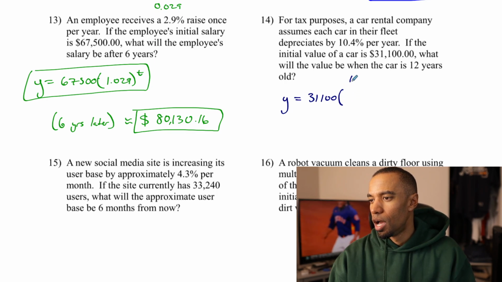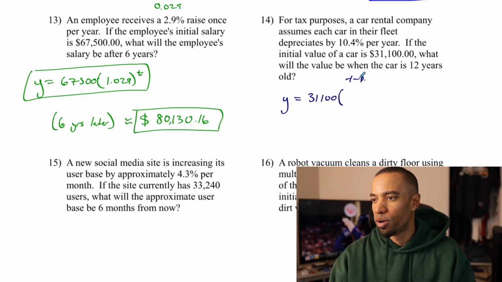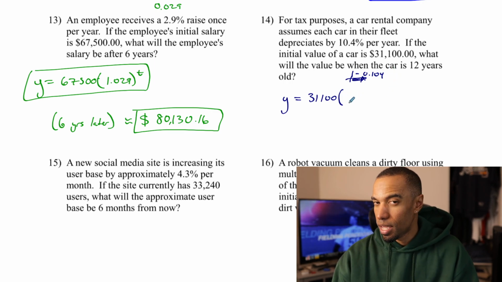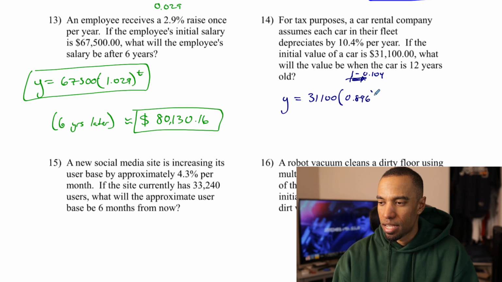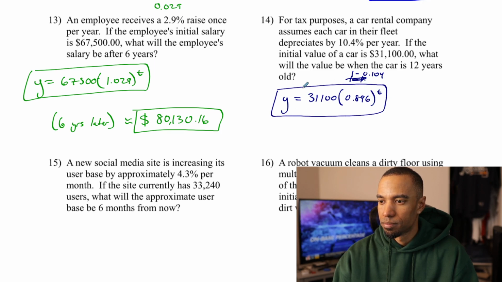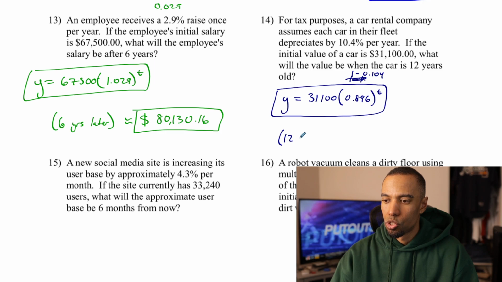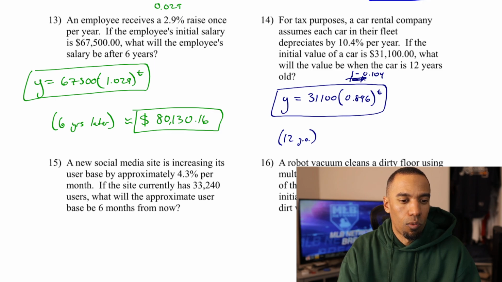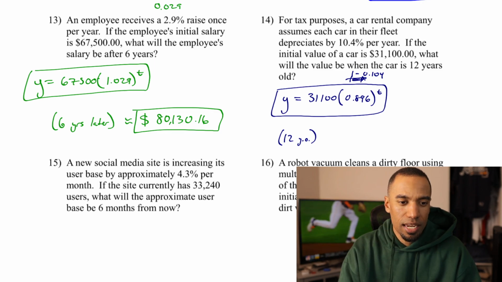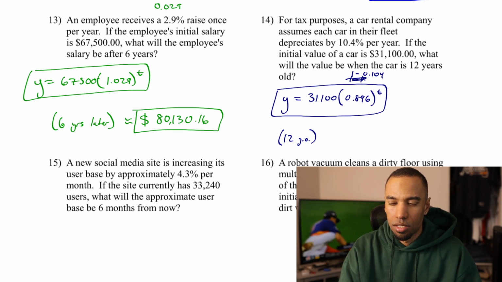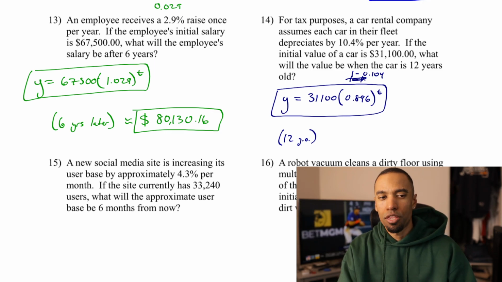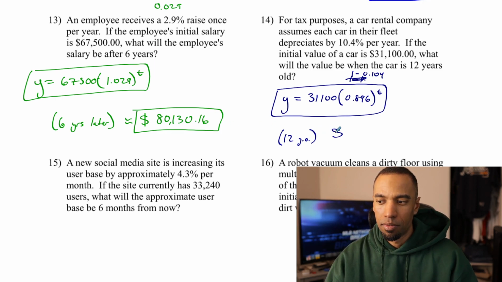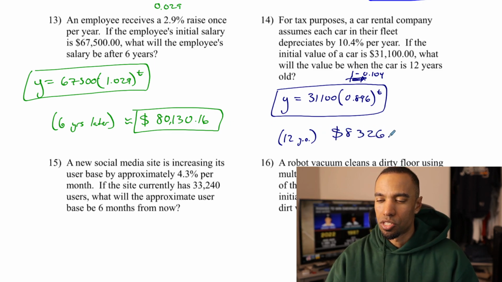$31,100 times 1 minus 0.104. That's going to be 0.896. 0.896 raised to the t power is my model. And then the value for a 12-year-old car, right here, I'm going to substitute 12 into there. 31,100 times 0.896 raised to the 12th power. 8,326.39, I'll round up. $8,326.39.